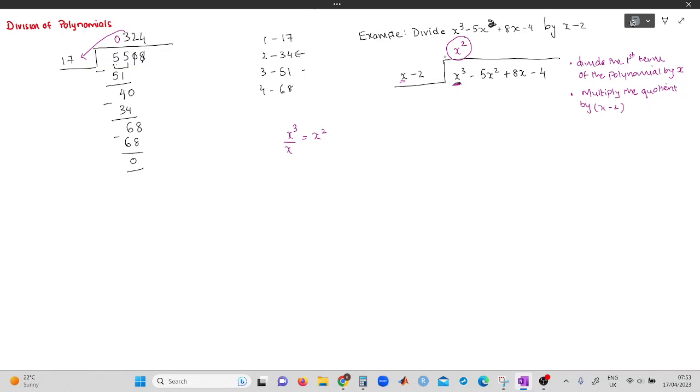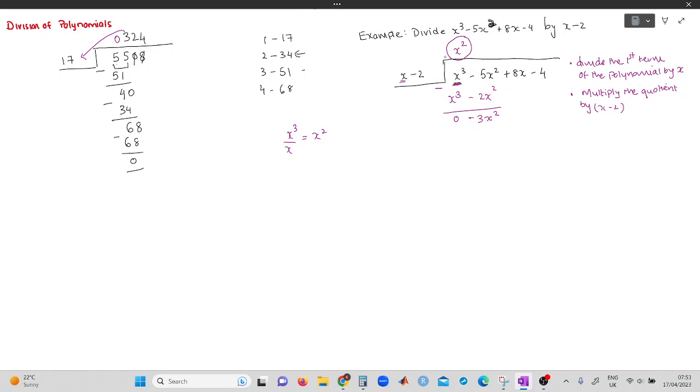Donc, x squared multiplied by x gives x cubed, x squared multiplied by minus 2 gives minus 2x squared. Then I will minus it. Why? To find if there are any remainder. Donc là, quand je vais retirer, qu'est-ce que je vais avoir? X cubed minus x cubed, it cancels out. Moins 5 moins 2x squared, je vais avoir minus 3x squared. Okay, I will get minus 3x squared.